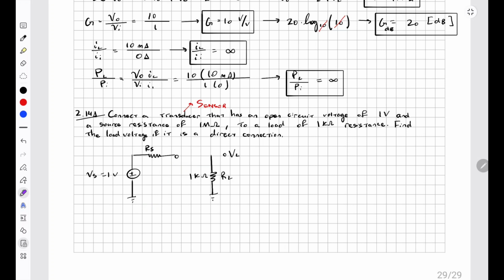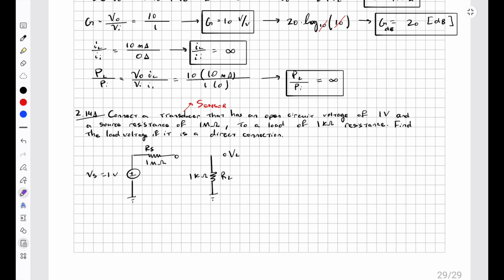And then it says that this transducer has a source resistance of 1 mega ohm. And I assume that source resistance, which is 1 mega ohm, is in series with the source, because in an ideal sensor, it means that there should be such a strong resistance that it does not pass in or out any current which will affect the data measurement.